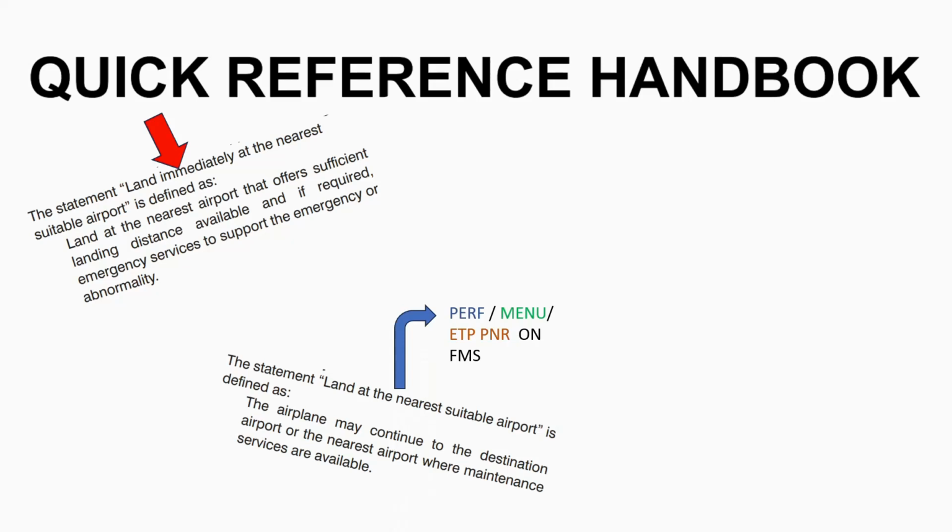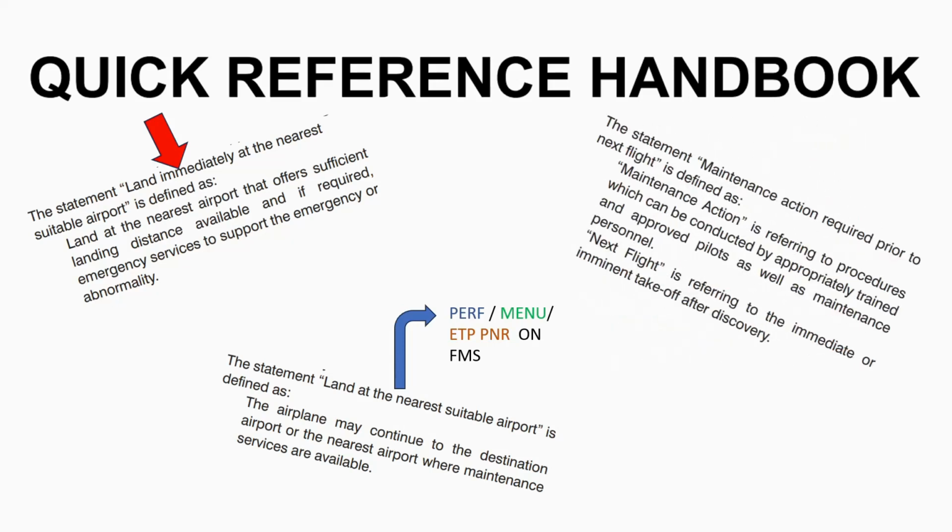So you look at the distances from your present position to these particular airports, and then you decide which one is the nearest suitable airport, and you go to that airport. It can be where you departed from, it can be your destination, or it can be some alternate. Okay, and the other statement is about maintenance.